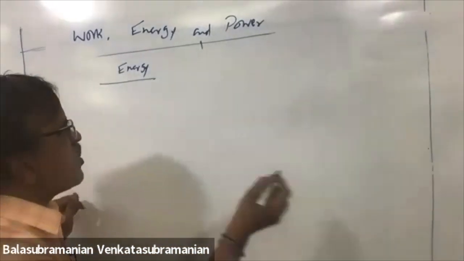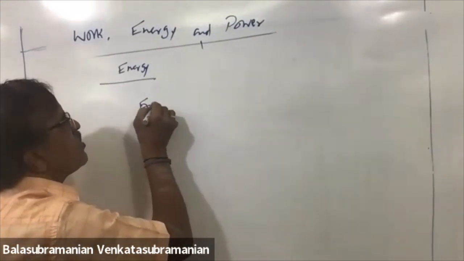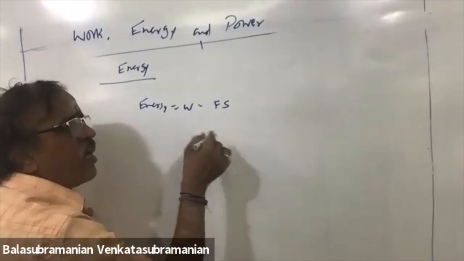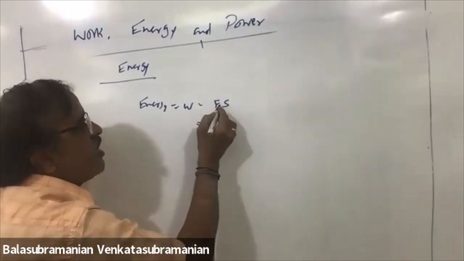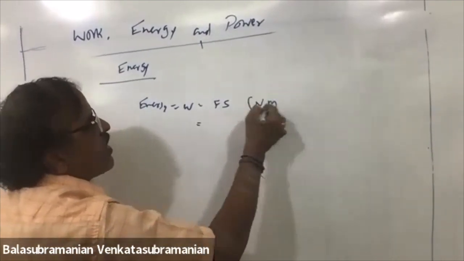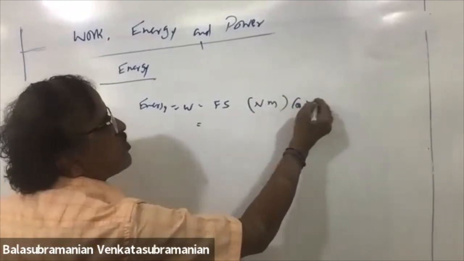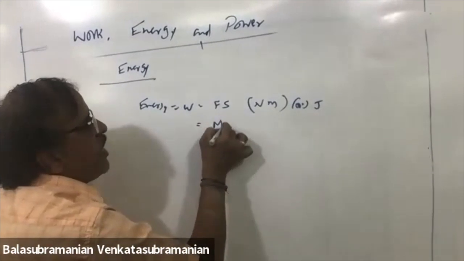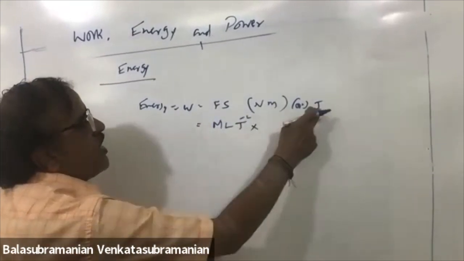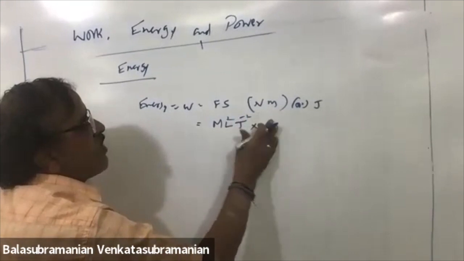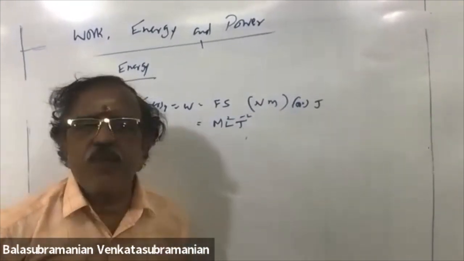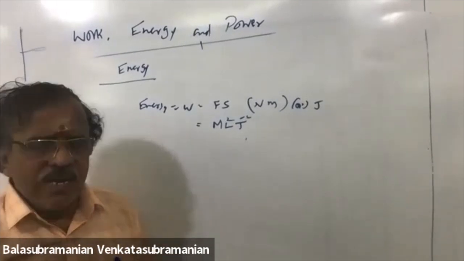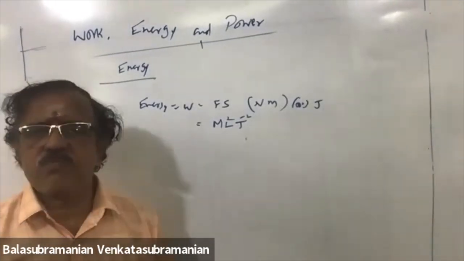The dimensional formula follows from force into displacement. So energy is equal to work done, which is Fs or Fr or Ft, anything you can take. Unit-wise, Newton meter or joules. Dimensional formula: force is M L T power minus 2, into displacement L, so you will get M L square T power minus 2, the dimensional formula of energy.